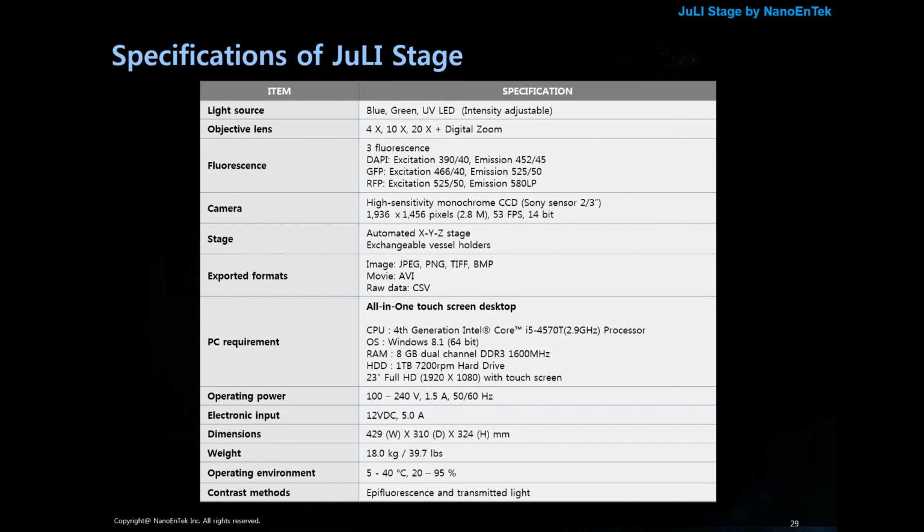And now this shows the specification of JuLI Stage. For the light source, we have blue, green, and UV LED. For objective lenses we have 4x, 10x, and 20x plus the digital zoom capacity. For fluorescence, we can monitor up to 3 fluorescence: DAPI, green fluorescence, and red fluorescence. For camera, we have a high sensitivity monochrome CCD camera from Sony. There are other specifications you can see on the screen.